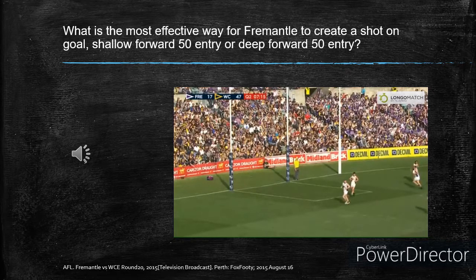From my analysis, the most effective way for Fremantle to achieve shots on goal is inside 50 entries under no opposition pressure, which came in at 100%, or deep forward 50 entries from long kicks at 42.8%.